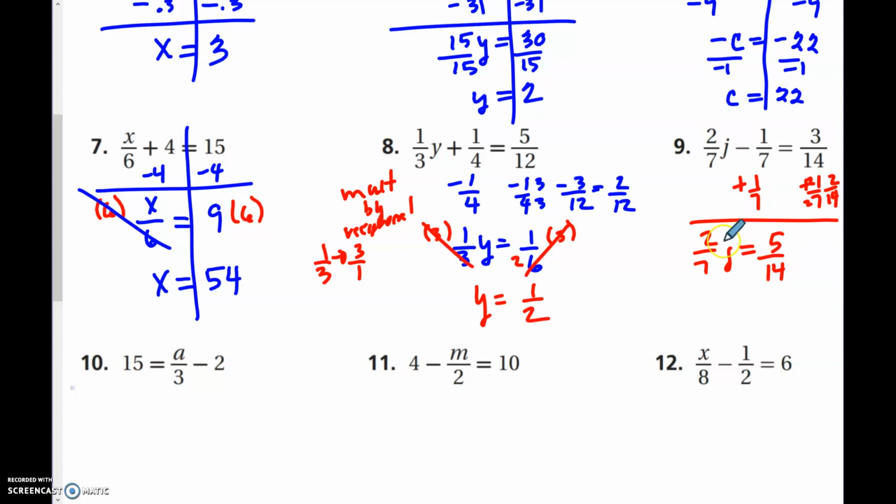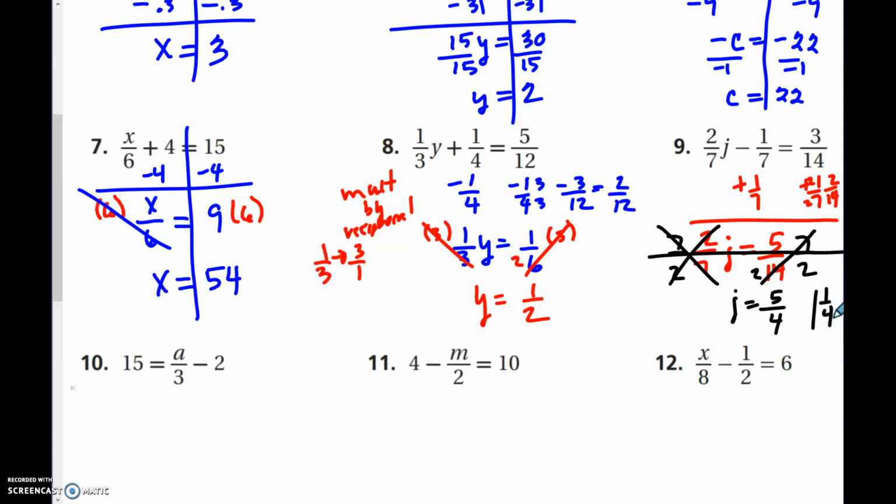Now I need to multiply, because we have this fraction 2/7. I need to multiply by the reciprocal, which is 7/2. Okay, keep everything in line, number on top, number on the bottom. This simplifies and this simplifies, so we have j equals, now 7 goes into 14 twice, so I get 5/4. And if you want to write that as a mixed number, 1 1/4, that is totally fine.